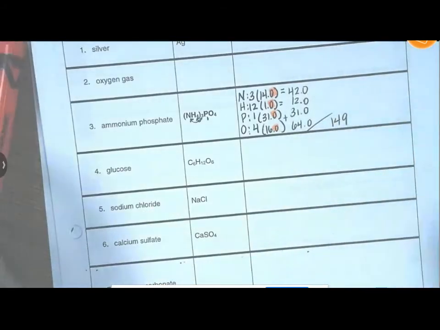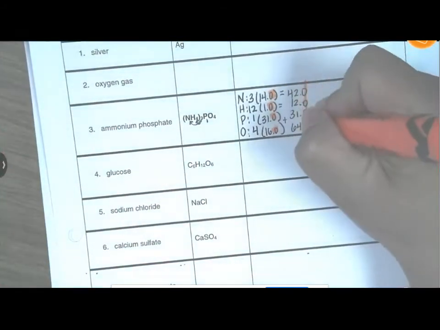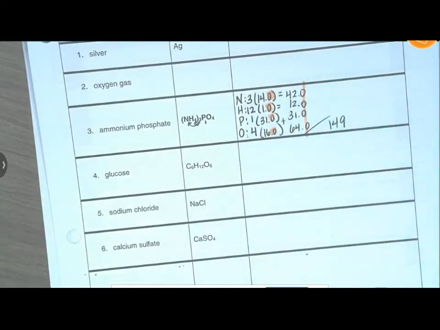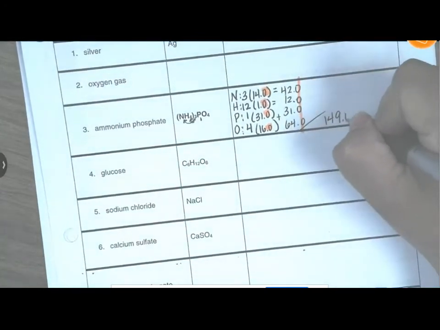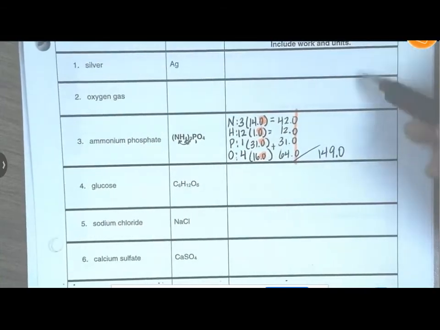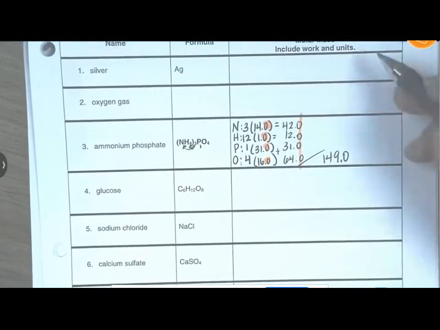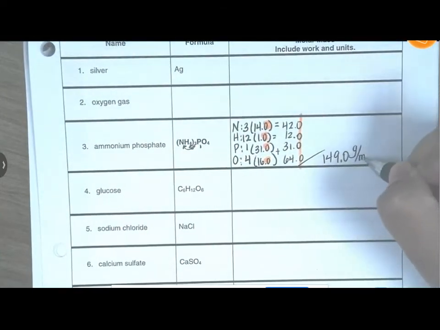But remember, these all are significant, so I got to go to one decimal place. So it's 149.0. This is finding molar mass. When I find molar mass, the units are grams per mole.